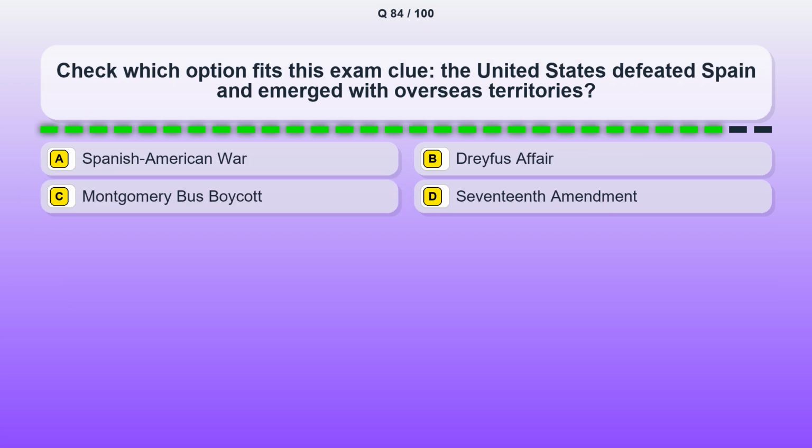Question 84. Check which option fits this exam clue. The United States defeated Spain and emerged with overseas territories. Option A, Spanish-American War. Option B, Dreyfus Affair. Option C, Montgomery bus boycott. Option D, 17th Amendment.